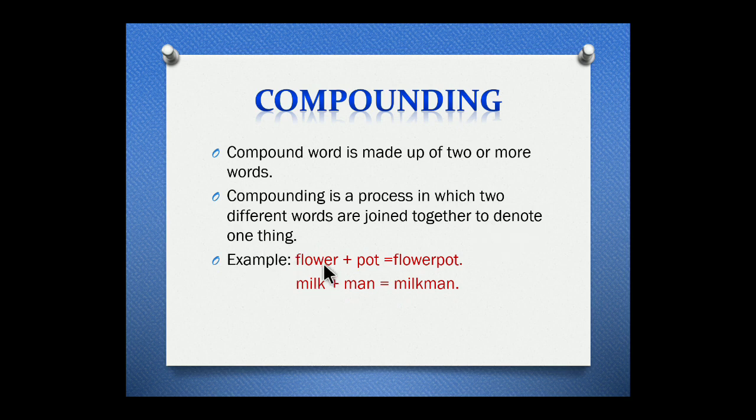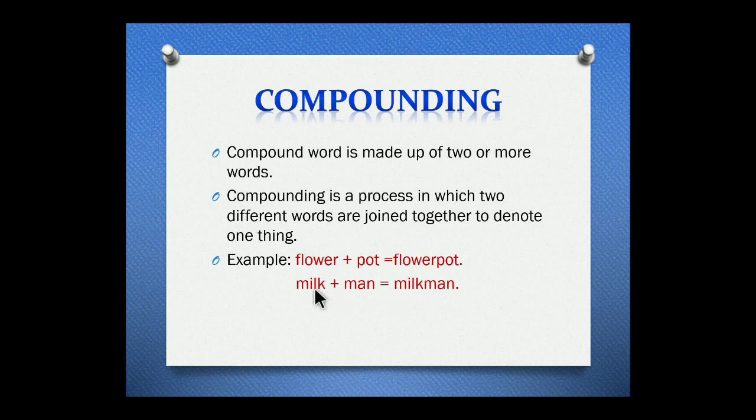Now here flower is one word and pot is another word, right? These are two different words, but I am combining them together. Okay, I am joining these two words together to form one word, and this one word denotes only one thing and not two different things. But if I take flower separately and pot separately, it will denote two different things. But if I add them together like this, that is only one thing. Okay, flowerpot, it's one.